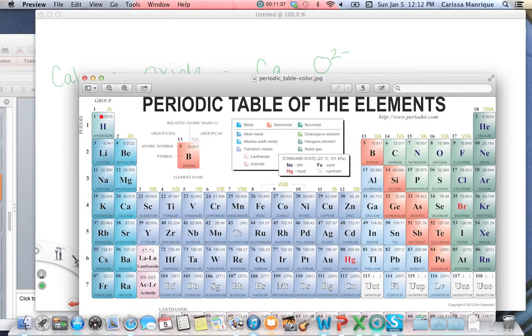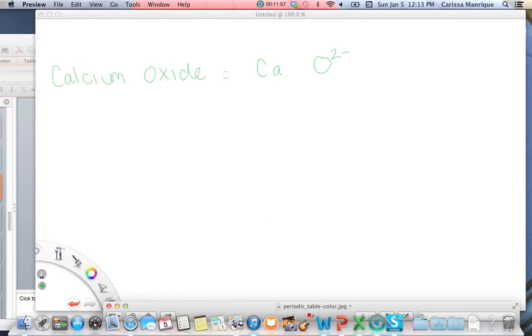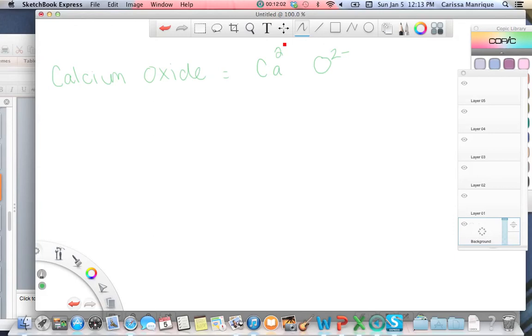Again, just remember, everything in group 1 has a plus 1, group 2 has a plus 2, group 3 has a plus 3, and if we go backwards, fluorine is a negative 1, oxygen negative 2, nitrogen negative 3. So just remember that, that's from chapter 2. So calcium has a 2 plus. If we cross these down, we would have a 2 right there and a 2 right there, so we'd have Ca2O2.